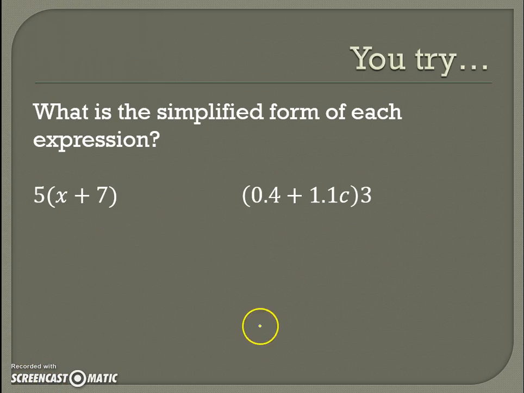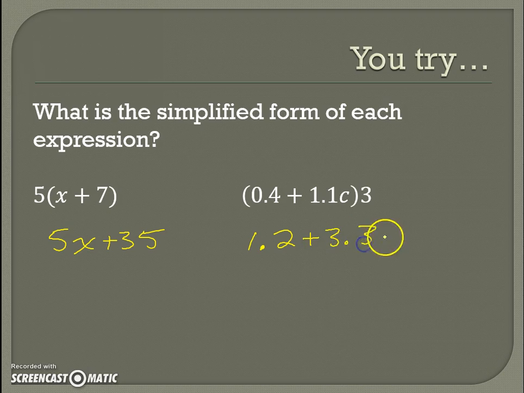Take a moment and pause and do those on your own. When you're finished, hopefully you got 5x plus 35. And on this one, hopefully you got 1 2/10 plus 3 3/10 c. If you didn't get those, go back and try to find your mistakes.